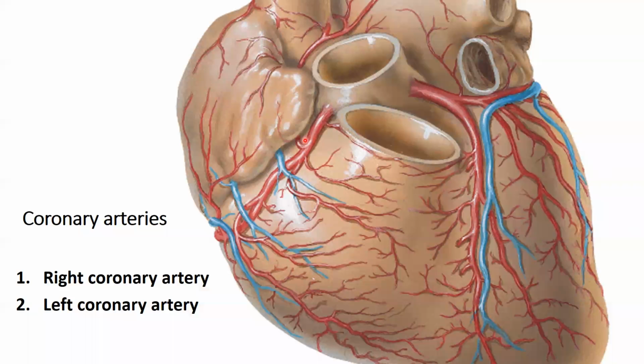As I mentioned, we have two coronary arteries. Coronary arteries are the vessels that supply the myocardial muscles and tissue so that our heart can pump blood throughout the body. So coronary arteries are one of the most important structures in our body. We have the right coronary artery and the left coronary artery.